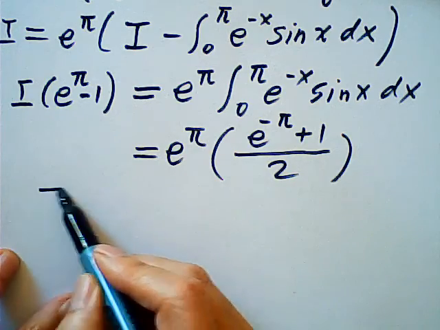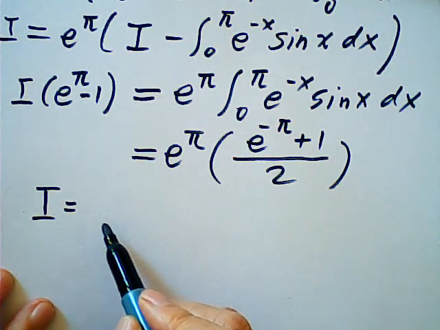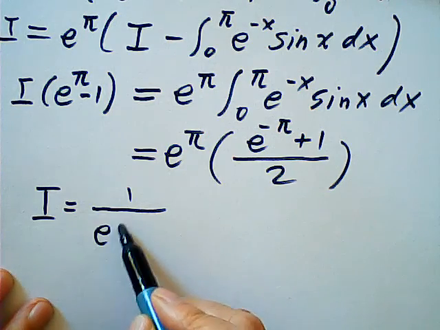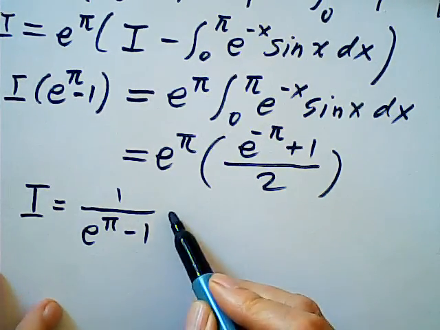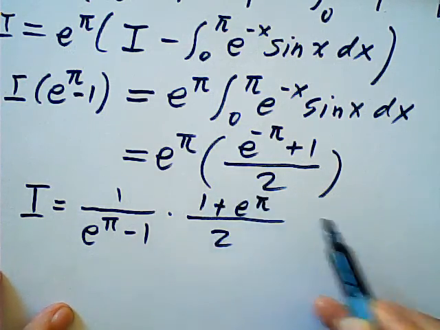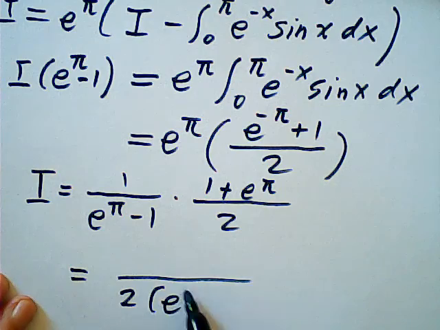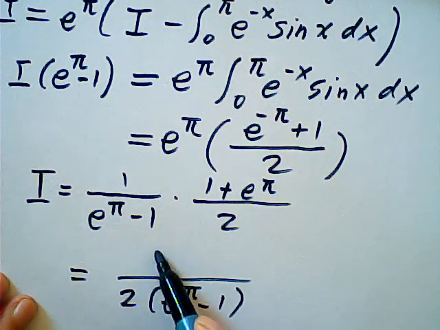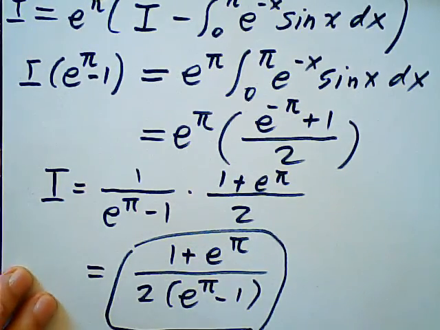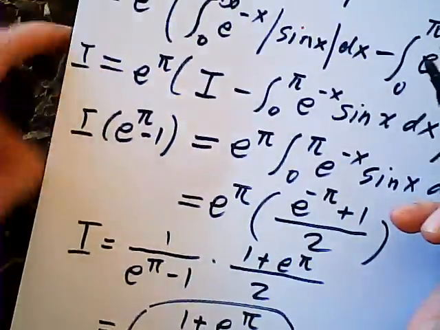So therefore, my I is equal to this one, e to the pi over e to the pi minus 1, times half, times 1 plus e to the negative pi, right? Then we simplify: this is equal to half of e to the pi plus 1 over e to the pi minus 1. So that is the result of this looks very, very difficult integral.